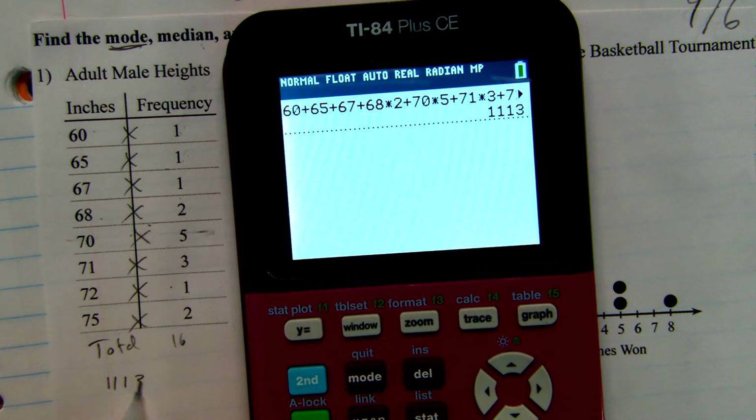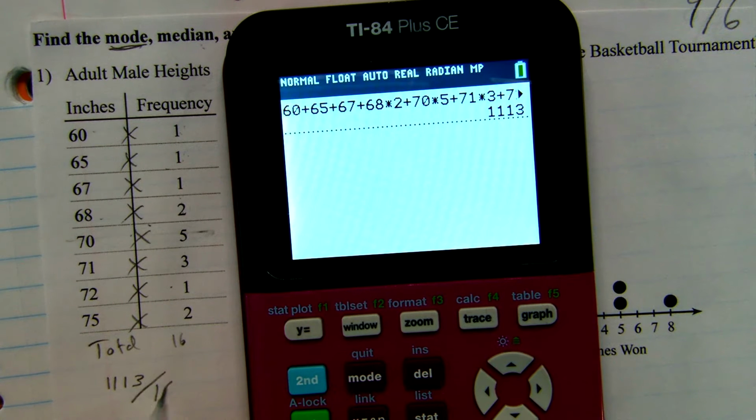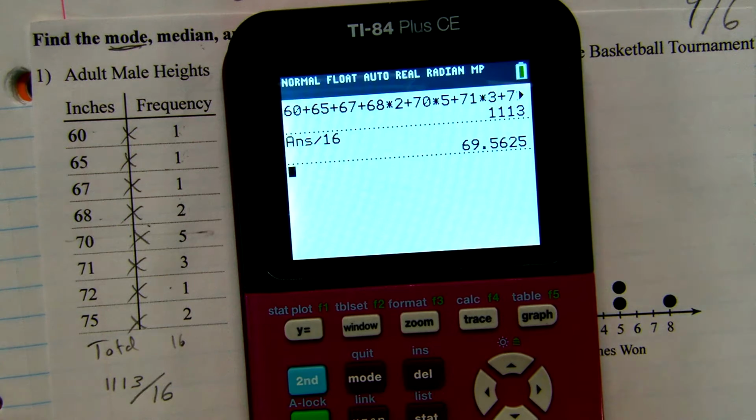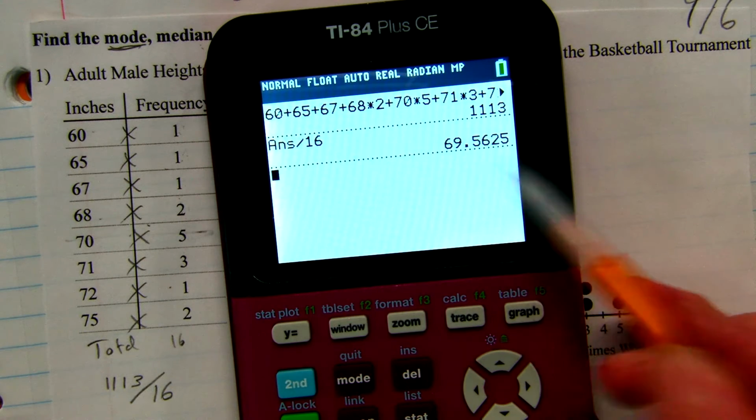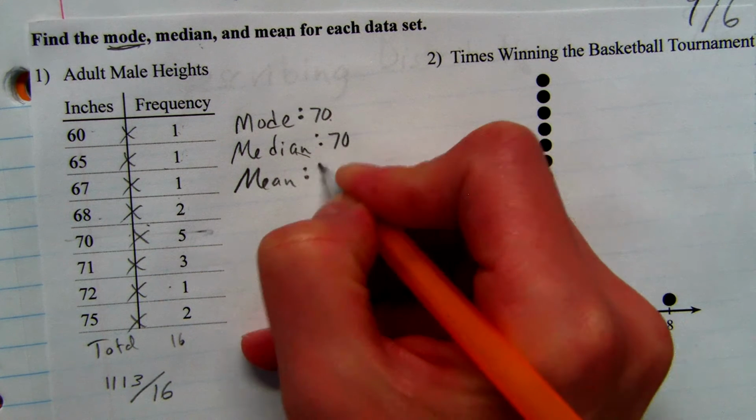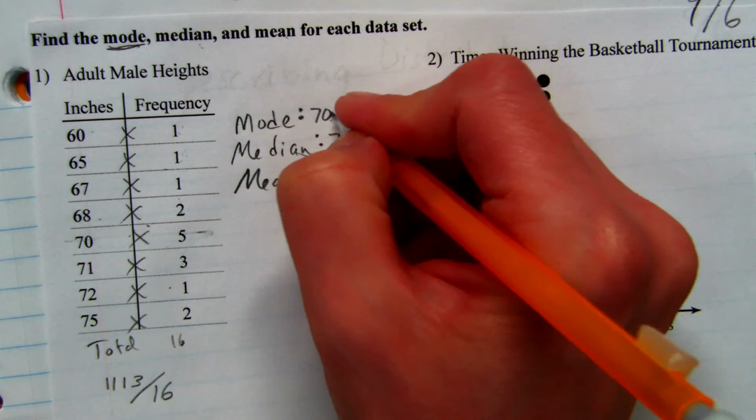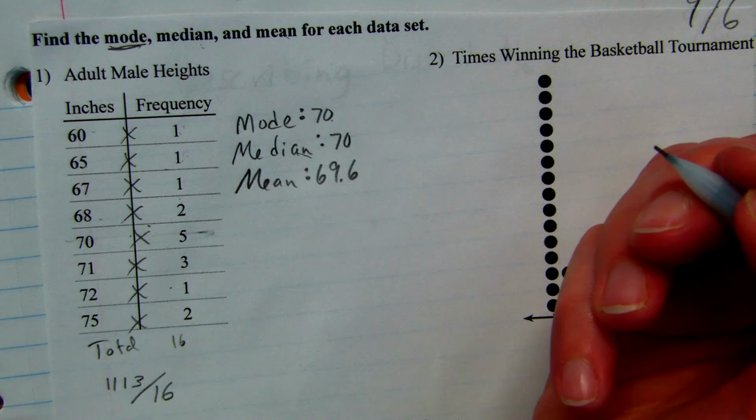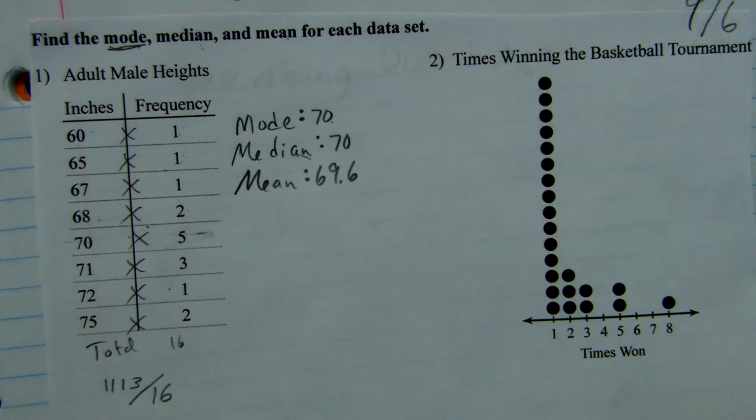So 1, 1, 1, 3. And we know that there are 16 guys, males, men. Divide by 16. And we get 69 point something. It doesn't say how to round, so I'm just going to do 1 decimal point: 69.6. So our mean comes out 69.6. And these are all inches, so if you wanted to put inches on the ends of these, we could. All right, so you can do that from a table.